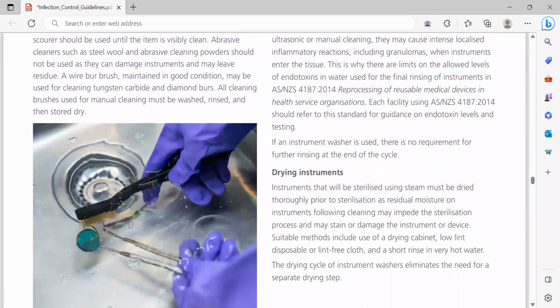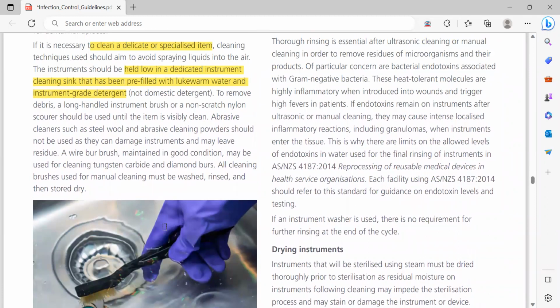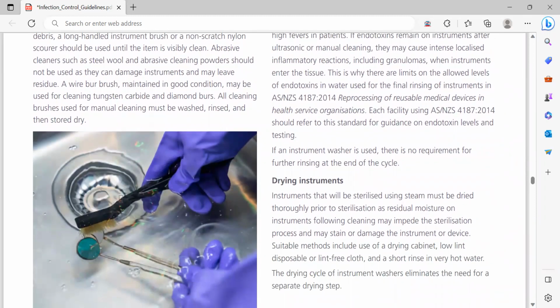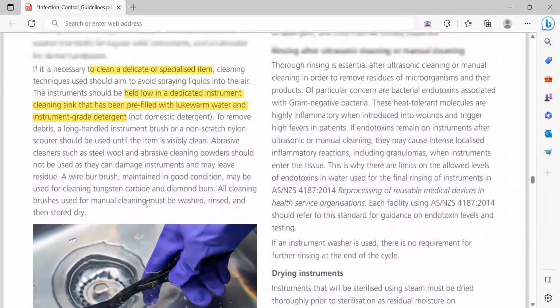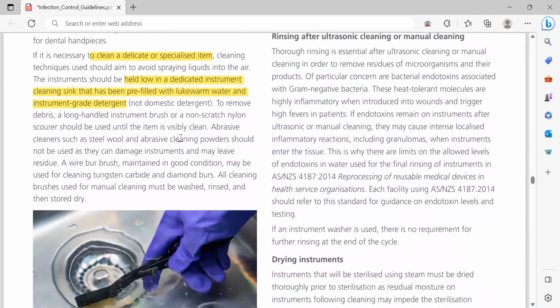Here in this picture they have shown that in this sink they have filled the water and added a cleaner to it, and afterwards they are cleaning these mouth mirrors with the help of this brush. Then to remove debris, a long-handled instrument brush or a non-scratch nylon scourer should be used until the item is visibly clean.